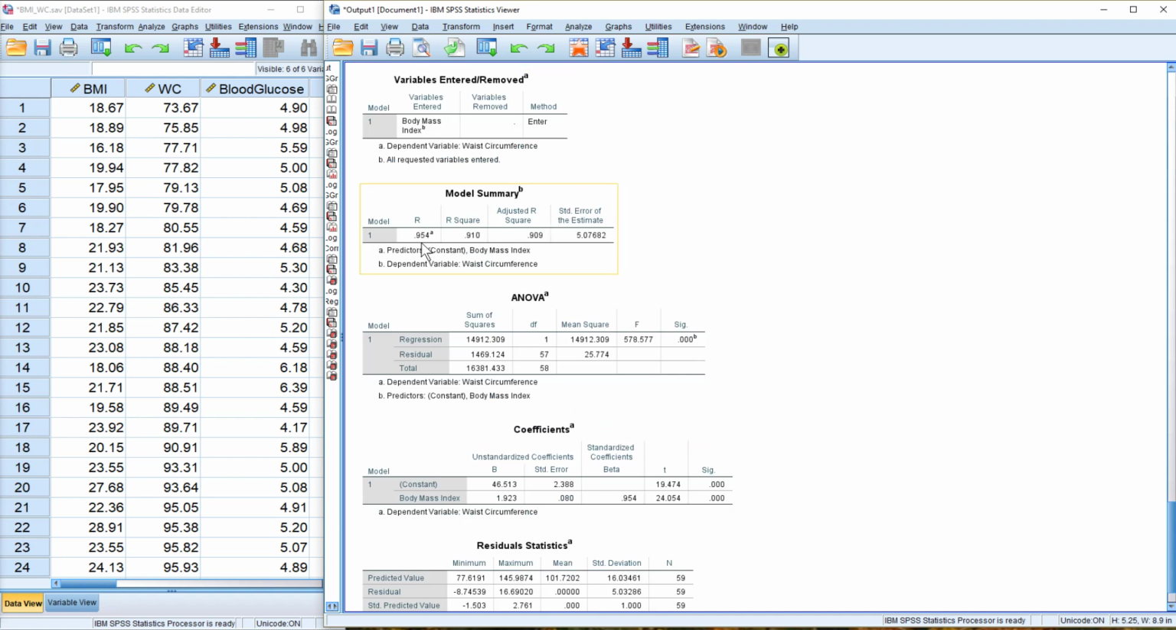So we have our R, which is our correlation, and our R squared. You can type the correlation into your calculator and press the square button and you should get the R squared value. We also have an adjusted R squared value. This is an adjustment based on the sample size and the number of variables you're trying to put into the one model.